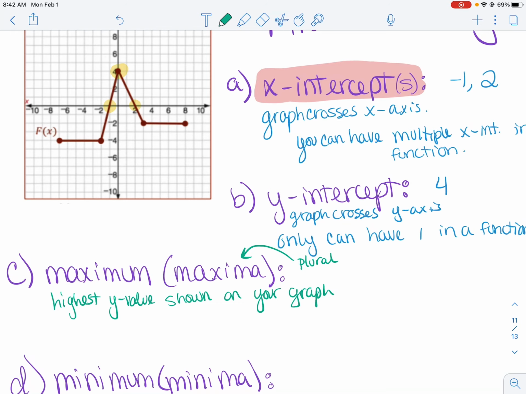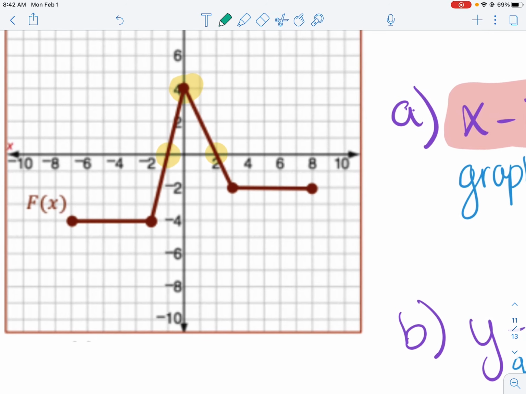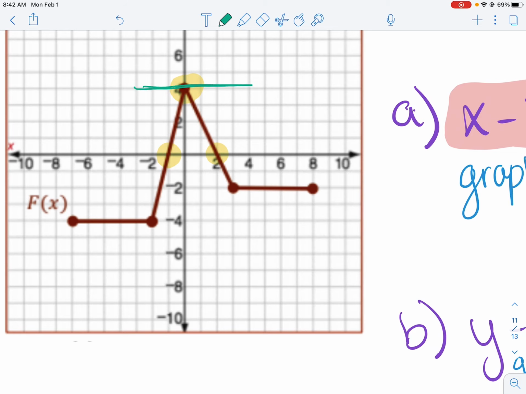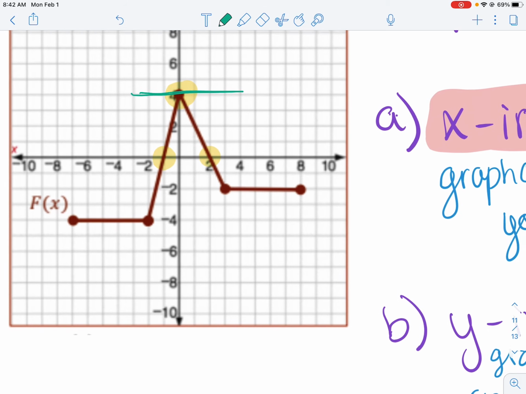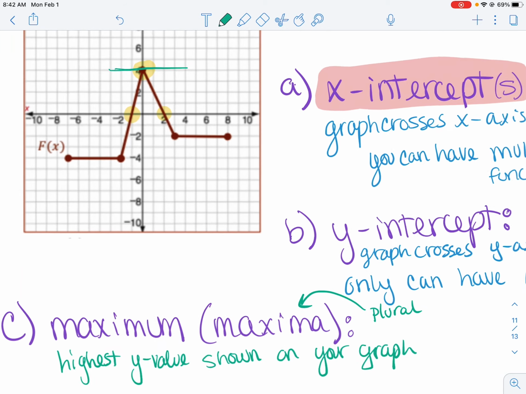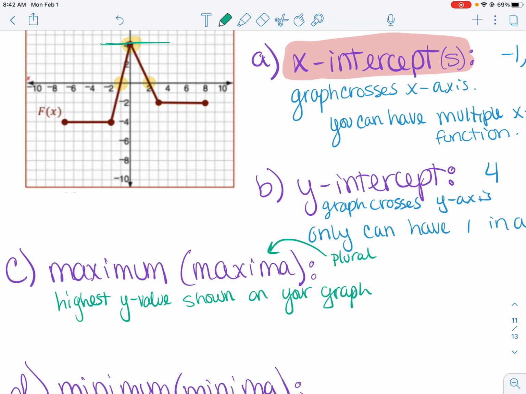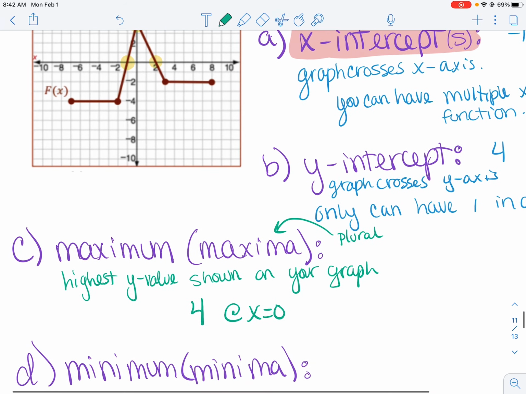Not maximums, but maxima. So if we look at our graph here, the highest y value we reach is that peak right there. It also happens to be the y-intercept. That won't always be the case. All right, and that is going to be 4. And in this case, it happens at x equals 0, right? So only one spot there that could be the maximum.